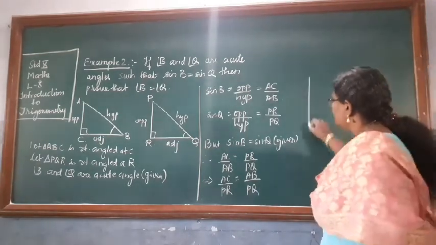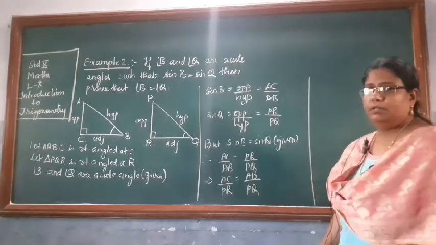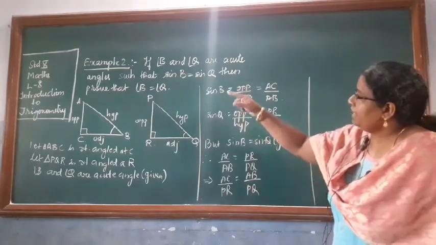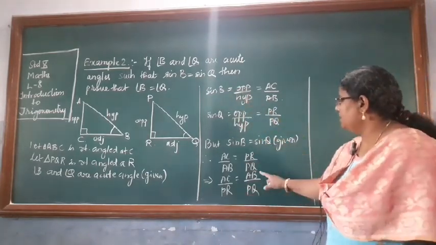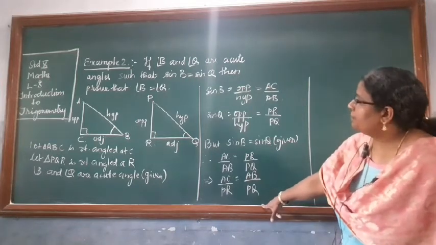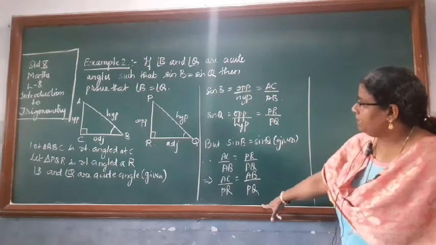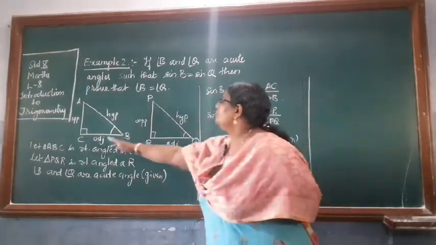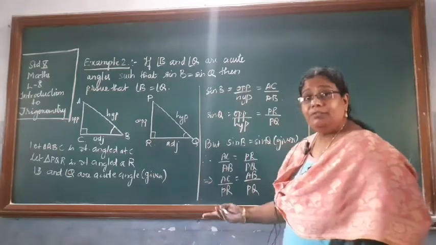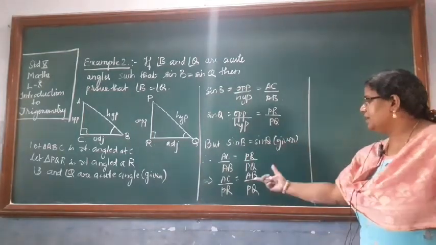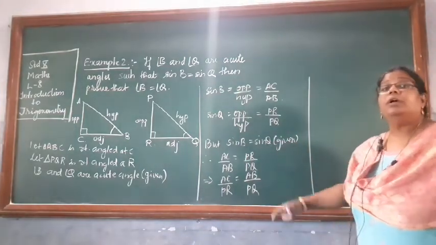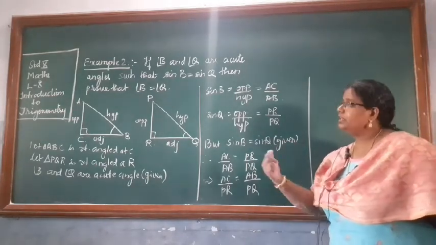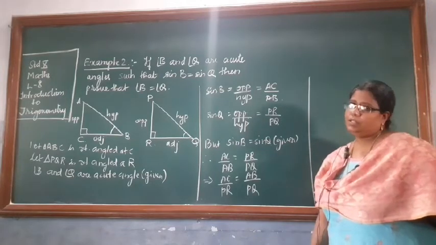So already two of the corresponding sides are in ratio, that is AC by PR is equal to AB by PQ. Now if we prove that this is again equal to BC by QR, then we can say that the two triangles are similar because their corresponding sides are in ratio. If the corresponding sides are in ratio, the two triangles are similar. If the two triangles are similar, then the corresponding angles will also be congruent.